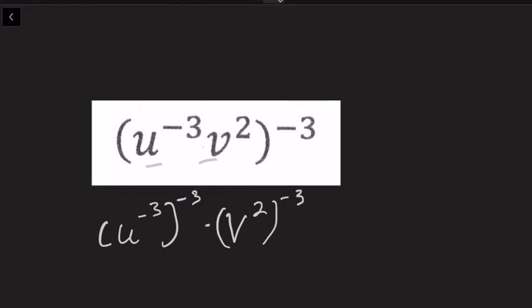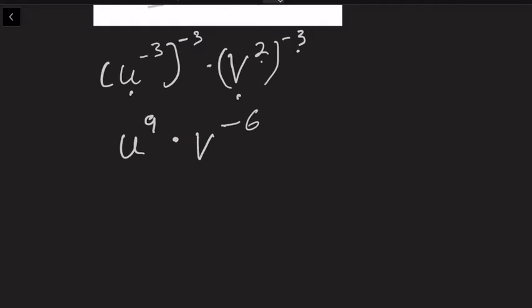So again, remember, we're going to multiply the exponents on each value. So u to the -3 times -3 just becomes a 9. So this just becomes u to the 9 multiplied by v, and then 2 times the negative 3 is going to be negative 6. We can take one more step here because we don't want a negative on the exponent.